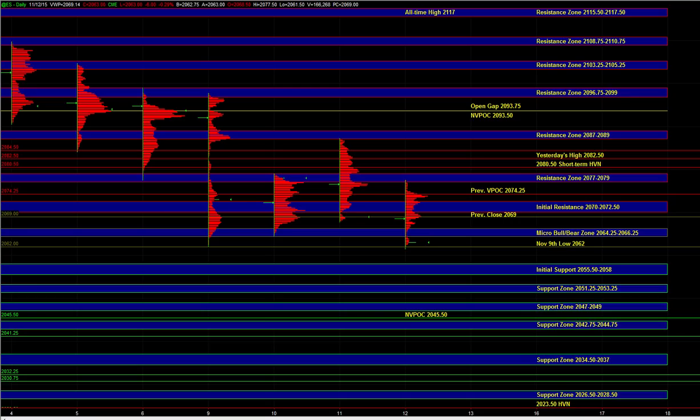So holding below the micro bull bear would be a confirmation of weakness. 70 to 72 half is still an area where sell side can be active, and if we break out above 70 to 72 half, then that would confirm a solid rejection at the balance area low and bring the upper resistance zones into play at 77 to 79 all the way up towards 87 to 89.